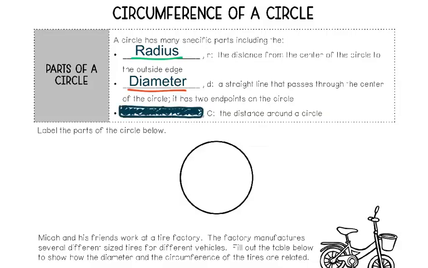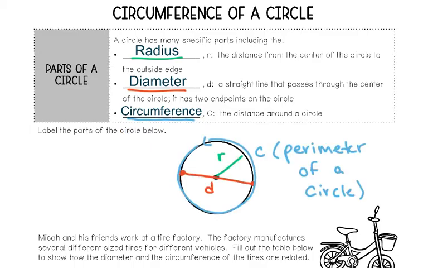Now, before I show you the last vocab word for circles, let's go ahead and just look at the definition. The distance around a circle. You probably know the distance around a shape as the perimeter. So any distance around a shape, we have called perimeter in the past. However, for circles, there's a special word for it, and it starts with a C, and that word is circumference. So the lesson today is all about circumference of a circle. That's because there's a special relationship between radius and diameter and circumference. So we will get into that in a minute.